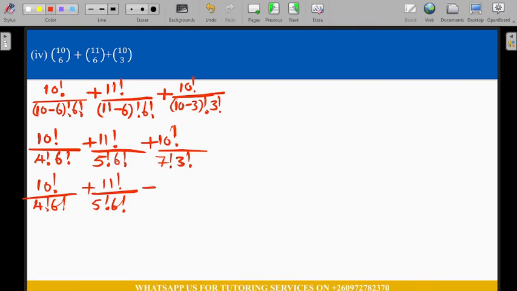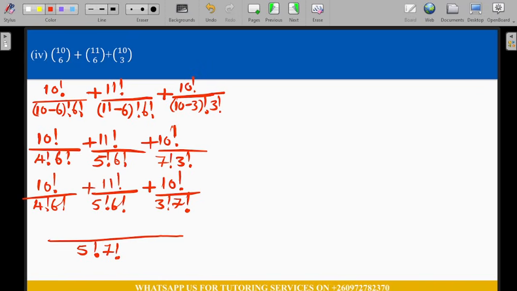Okay, then we say plus 10 factorial over 3 factorial 7 factorial. Now that's when we can get the common denominator, and here the common denominator will be 5 factorial 7 factorial. So you see, when you say 5 plus 7, we'll get a 12, which is after 11. So this is okay now.